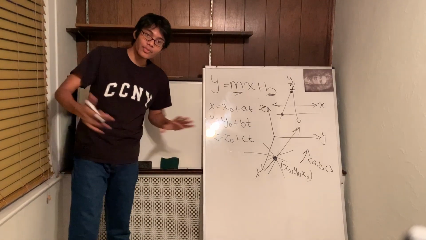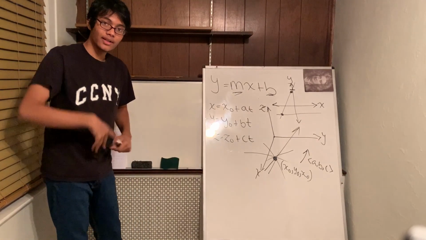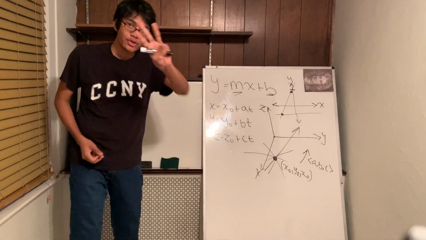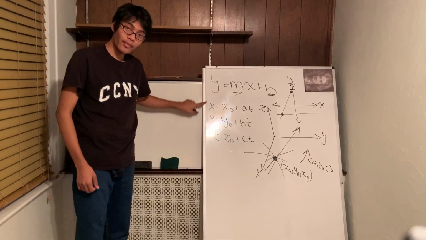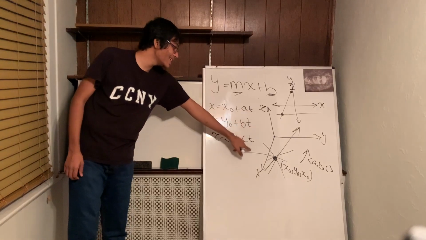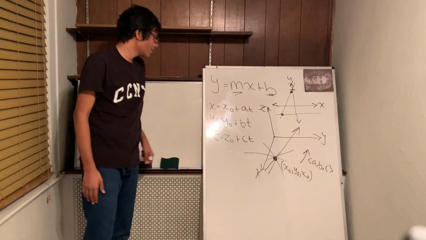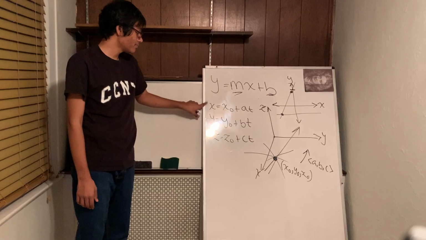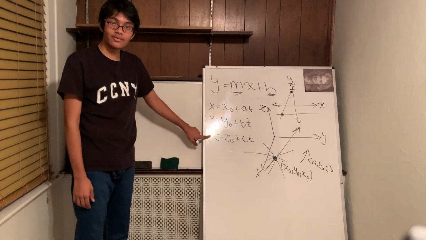What do you need algebraically to describe a line in 3D? Quick, answer the question. You need 3 equations, all of them parametric, all of them defined in terms of t, which you can think of as time, okay? And all of them having x, y, and z, right?